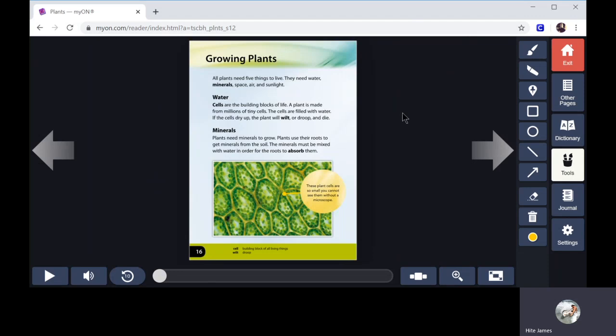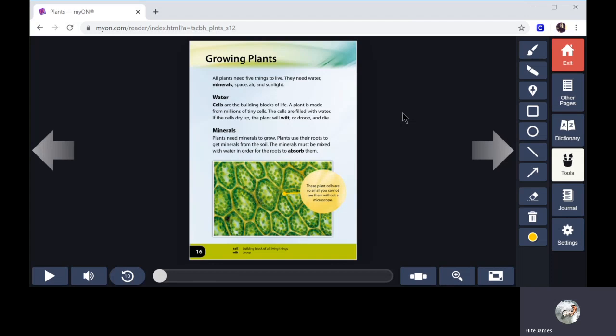Growing plants. All plants need 5 things to live. They need water, minerals, space, air, and sunlight. Water. Cells are the building blocks of life. A plant is made from millions of tiny cells. The cells are filled with water. If the cells dry up, the plant will wilt or droop and die.